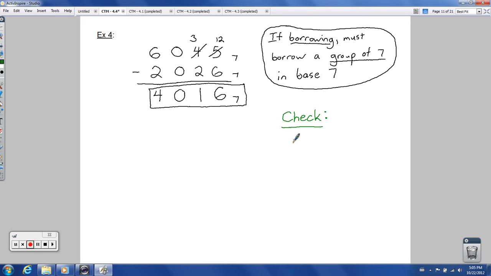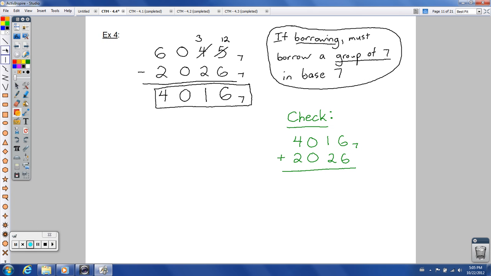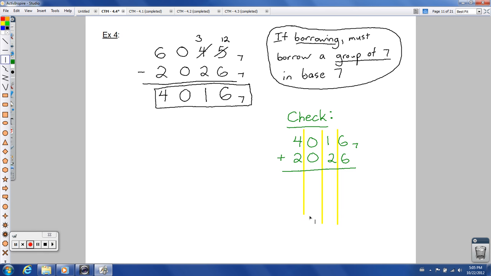So let's see if that works out. So we're going to have 4, 0, 1, 6. This is that base 7, and I would add 2, 0, 2, 6. And see what I get. Okay, so now I'm going to use my yellow lines again. Alright, bring that down, bring this down, and bring this down.